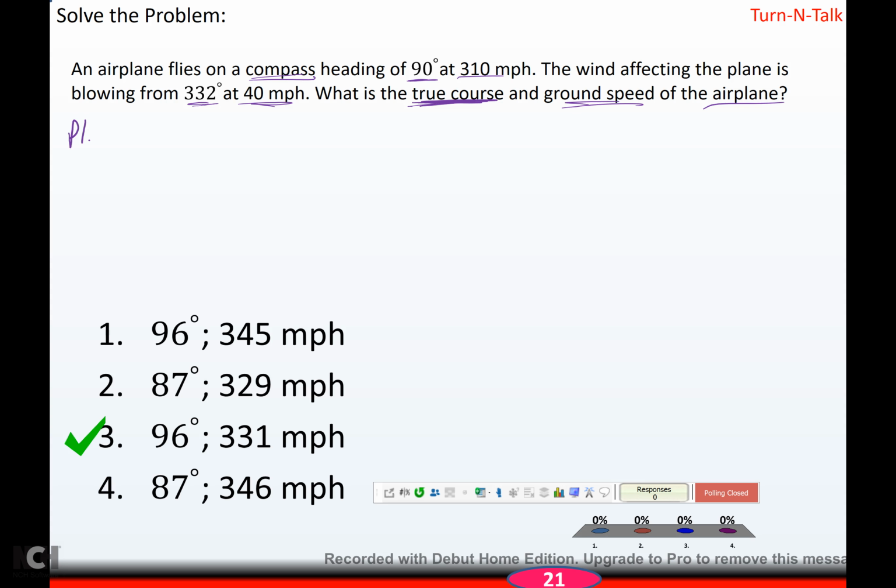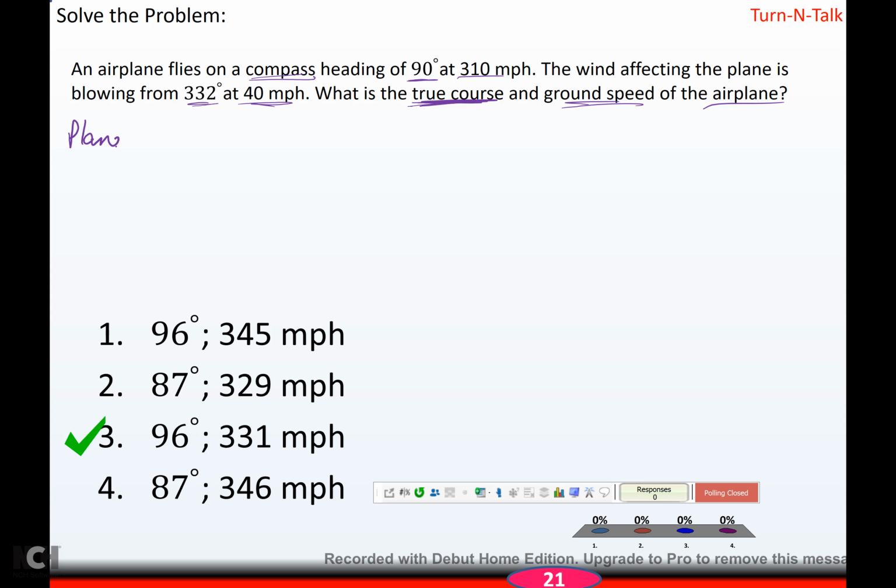So for my plane, I don't know its bearing or its direction angle, so I keep that theta. I do know that its magnitude is 310 miles per hour. So the plane's vector will be 310 times cosine theta, 310 times sine theta.